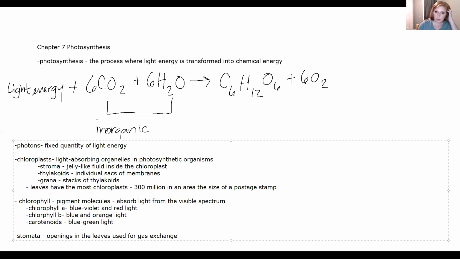So stoma or stomata are the openings in leaves that let gas exchange happen, okay? Because it needs carbon dioxide and it produces oxygen. Those gases are swapped or released through stomata. Okay, let me stop sharing this for a minute, and now I can go back over here.